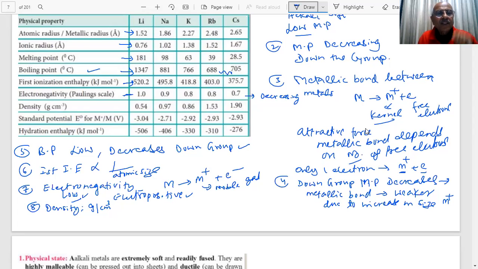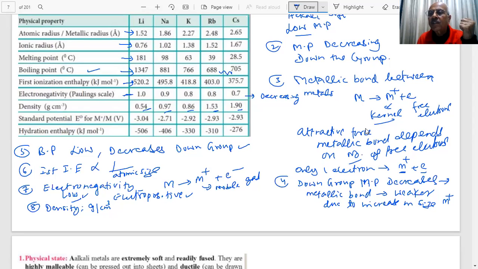And their density is less than that. They will float on water. See, this density is less and here density is more, so they will sink in the water. But since they react with the water, what do they do? They form hydroxides.